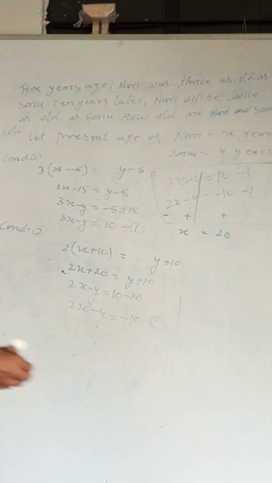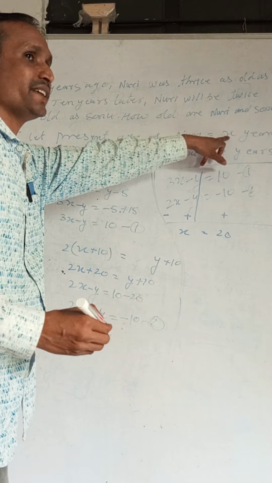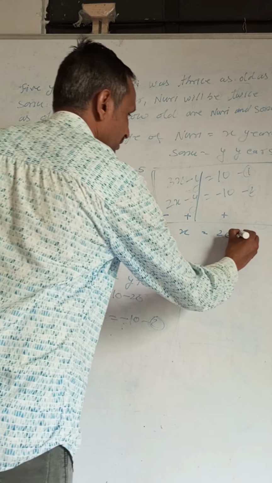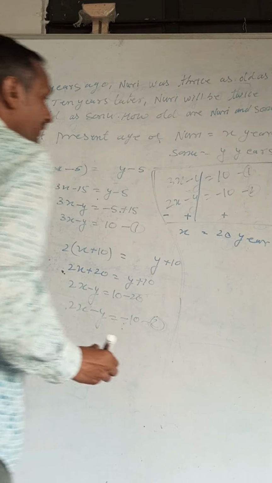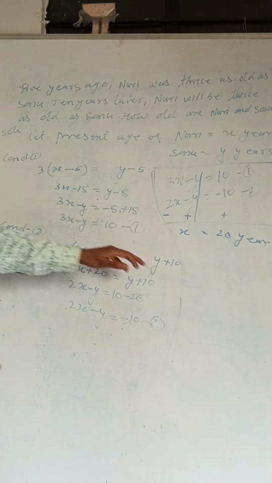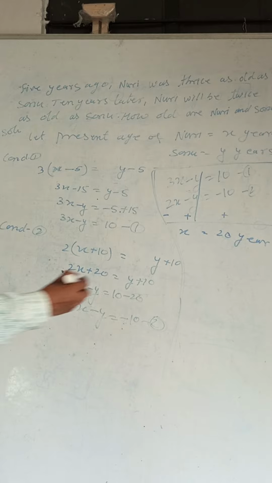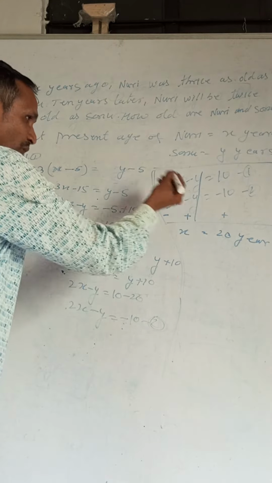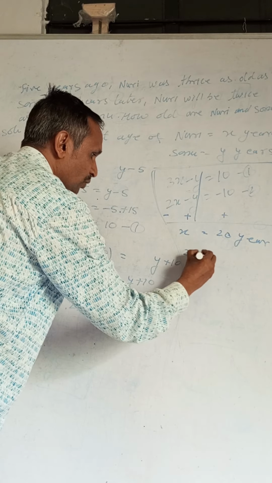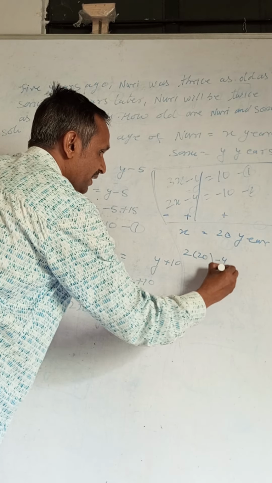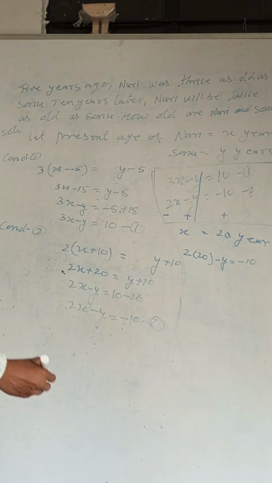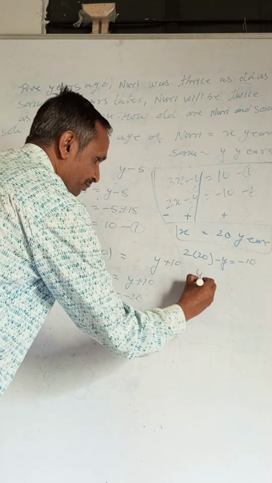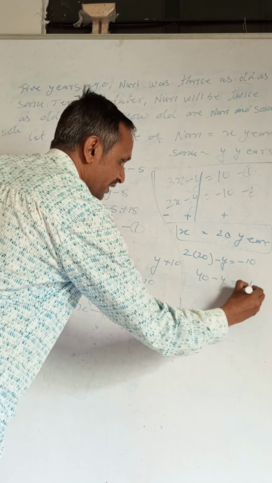So x, who is x? Nuri. Nuri is x years old now. Present age of Nuri is x, 20 years. Now keeping this value into equation number 1 or 2, anyone. Keeping the value x is equal to 20 into equation number 2. So 2 into 20, minus y is equal to minus 10. So 40 minus y is equal to minus 10.